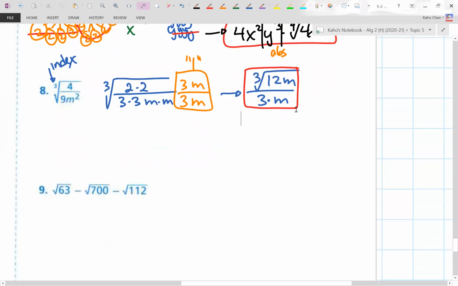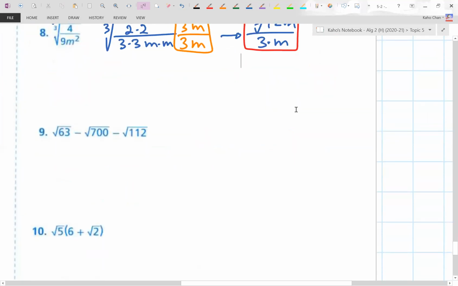Number 9. A lot of operations with radicals, isn't it? A lot of things going on here. All right, we have 3 radicals that are not like radicals. We need to break them down and simplify each one. 63 is 9 times 7. Break down the 9. Oh, that's 3 root 7. Yay. So the pair of 3's come out, yeah.